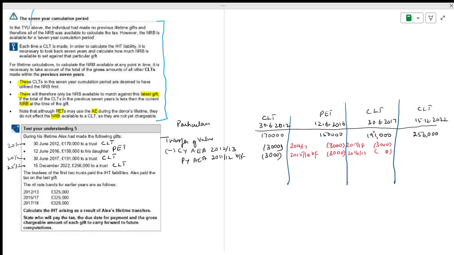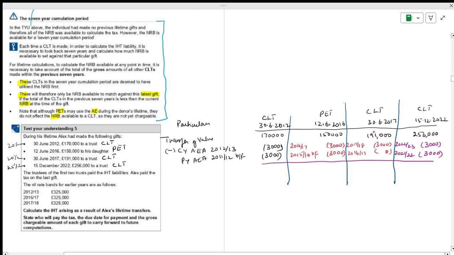Now, how much is there? 20, 22, 23. How much? 3,000. Fine. We have 20, 21, 22. It is there. Last year nothing is there. Are you clear about this one? Remove this. How much? It comes to 164.